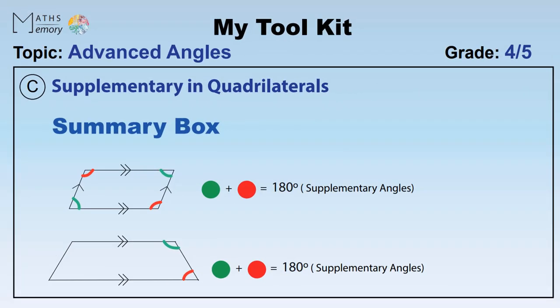So this is supplementary angles in quadrilaterals, part C on your toolkit. Let's summarize this down. So we've seen a parallelogram and a trapezium, and we've seen how the supplementary angles, or co-interior, you may call it that in your school, how they add up to 180. So make sure you're familiar with these different types of angles, and make sure you've got this down for our Let's Do It questions to come.